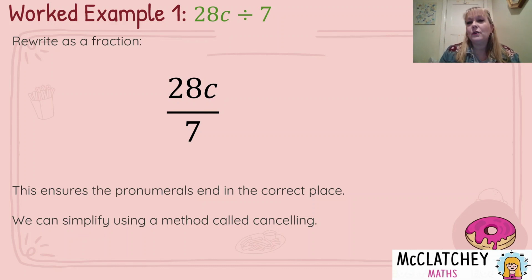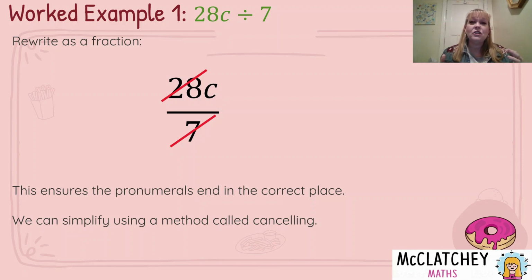So what we need to do is look at the top and the bottom of the fraction. Let's ignore the c for the moment, the 28 and the 7, and ask ourselves if we can simplify that fraction. Does 7 divide evenly into 28? And the answer is yes. 28 divided by 7 is 4. So we can cancel the 28 and the 7 out.